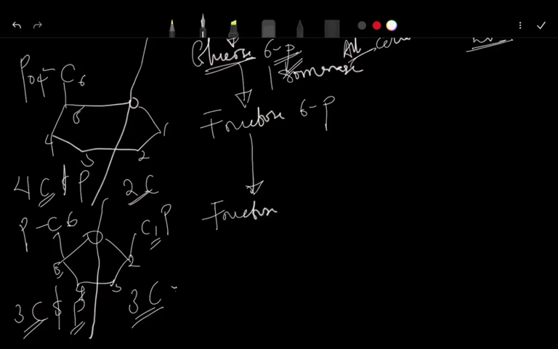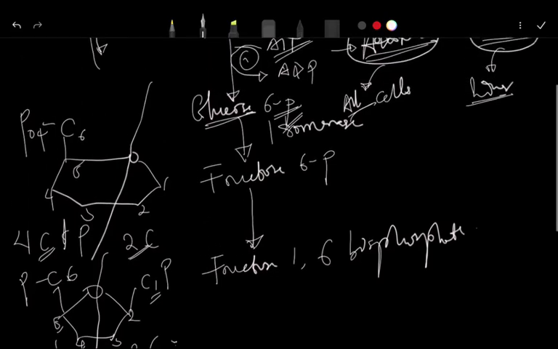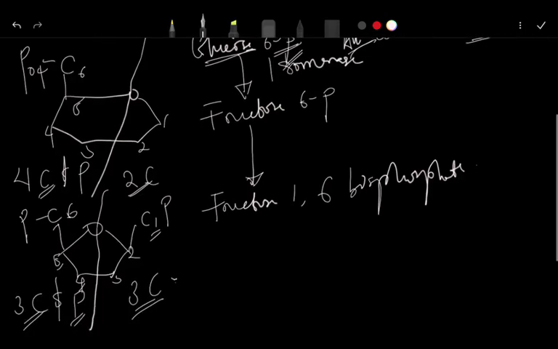Then we have what we call fructose 1,6-bisphosphate. Fructose 1,6-bisphosphate. Are you there with me? Fructose 1,6-bisphosphate. Okay? Now, once I add it, you notice that it's now symmetrical, meaning we can now split.